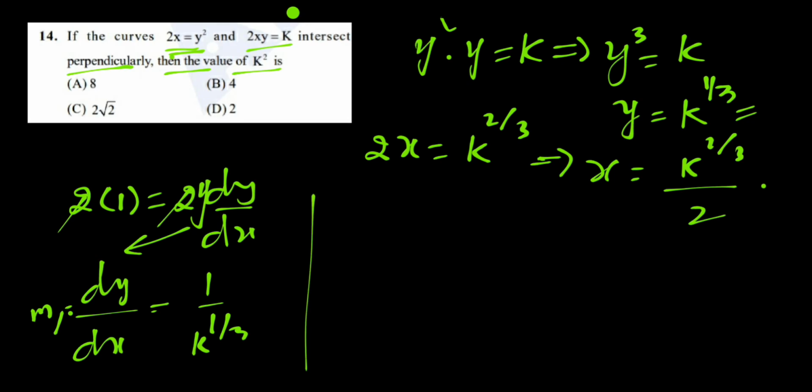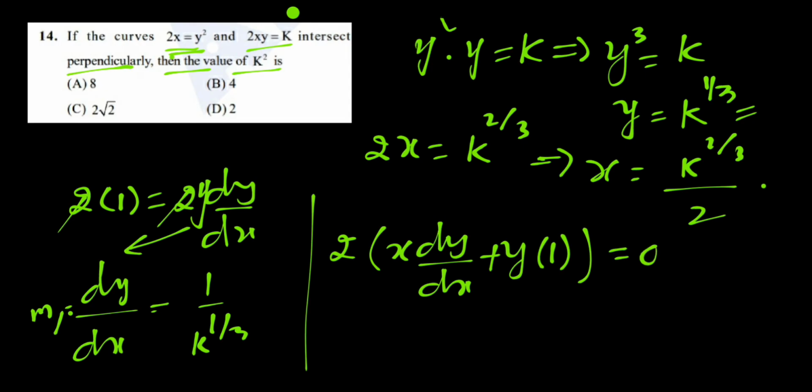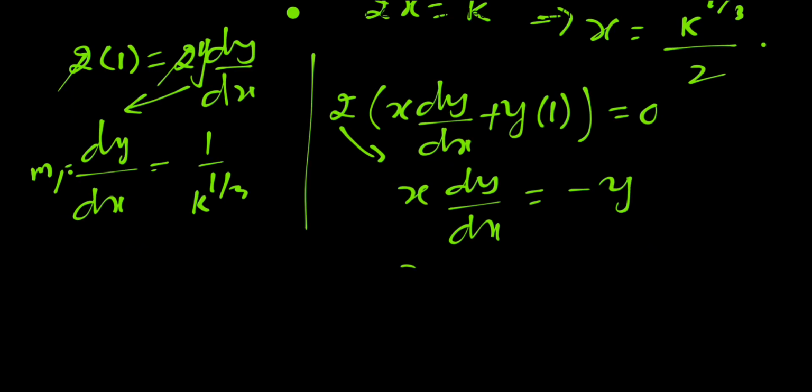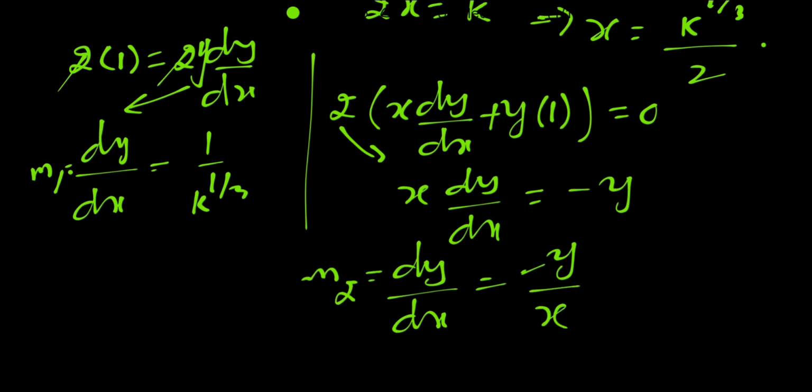Next, in a similar way, for equation 2 also we have to find the derivative. So I'll apply the uv formula here: 2 into x dy by dx plus y into 1 is equal to 0. Now we have to find the dy by dx. For that purpose, first of all the 2 goes to the right side and it becomes 0. So x into dy by dx is equal to minus y. So dy by dx is equal to minus y by x. That is nothing but the m2 value.